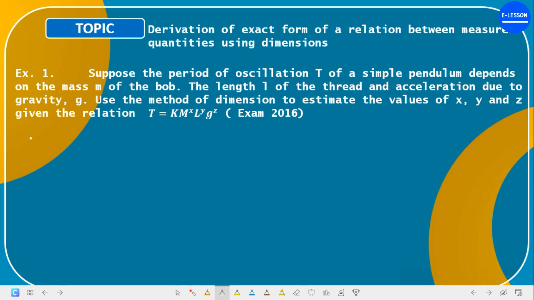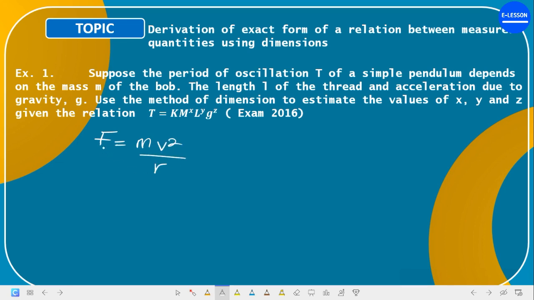Now, may we continue. Dimensional analysis can be used to derive the exact form of relationship between physical quantities. This is one of the uses of dimensional analysis that was outlined before now. Dimensional analysis can be used to derive the exact form of a relationship between measured quantities. Now, for instance, if I give you F is equal to mv square all over r.